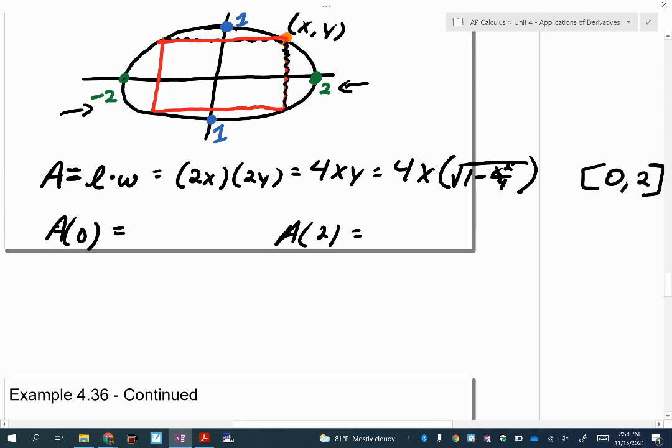So I get 4 times 0, which is 0. 0 squared is 0, 0 over 4 is 0, 1 minus 0 is 1. Square root of 1 is 1. But 1 times 0 is still 0. Plugging in 2, I get 8 in front. 2 squared is 4. 4 over 4 is 1. 1 minus 1 is 0. The square root of 0 is 0. But 8 times 0 is 0. So essentially my endpoints are not going to give my maximum area.